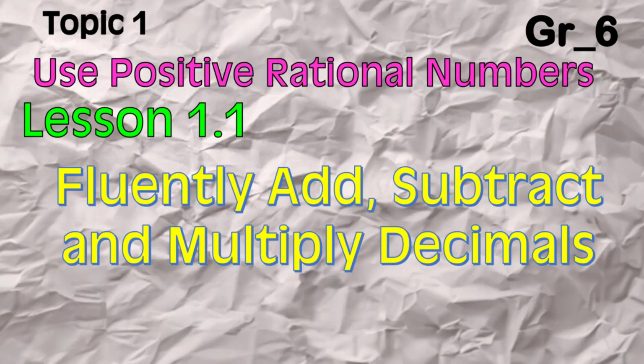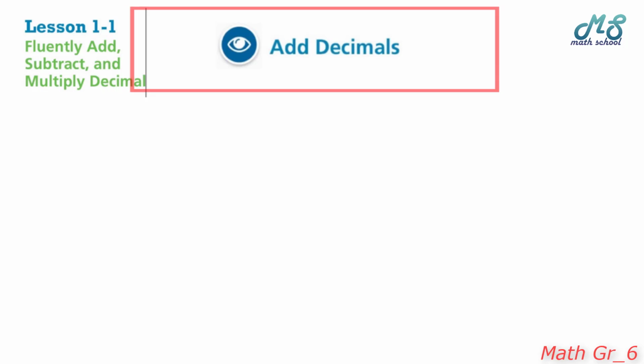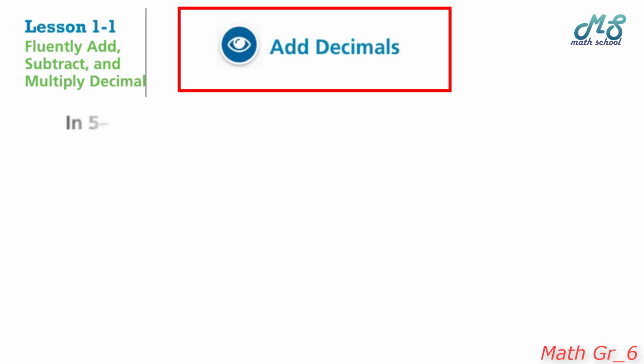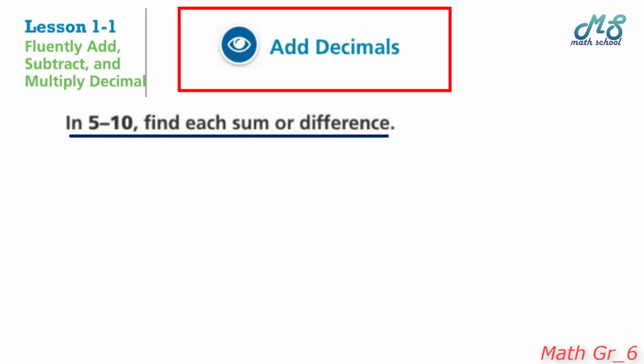Today we'll study the first lesson, add, subtract and multiplying decimals. First, how can we add or subtract decimals? For example, find each sum or difference. Sum means add, difference means subtract.